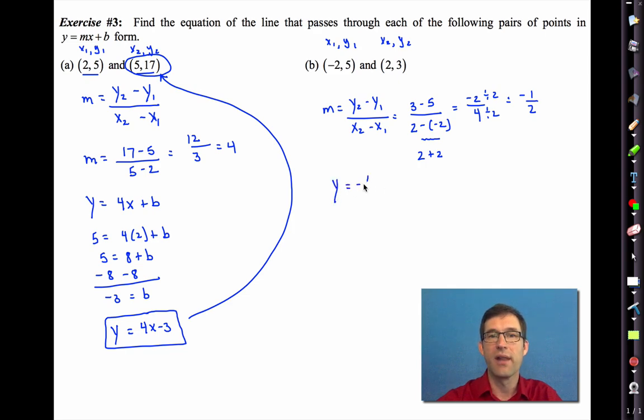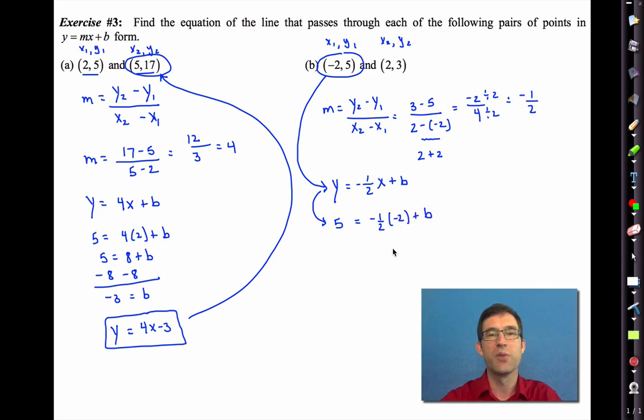Not quite as nice as my last one, but if I have to deal with a fraction, 1/2 is as good as it gets. Negative 1/2, not as good, but still pretty easy to deal with. All right, I'm going to take the first point, my negative 2, 5, and chuck it into this equation. I think I'll do a lot of arrows today. Make sure you're putting in the right values for the right variables. It's always embarrassing to put in the x for the y and the y for the x. A negative times a negative is a positive, and 1/2 times 2 is 1.